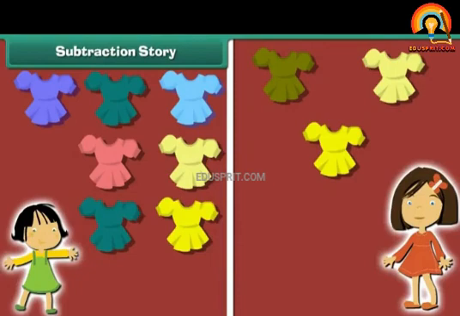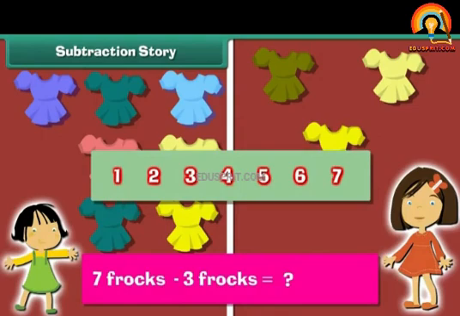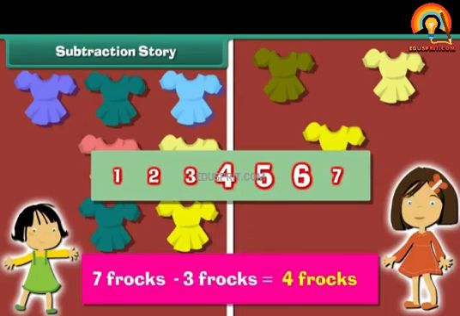Subtraction story. Mona has 7 frocks. Tina has 3. How many frocks does Mona have more than Tina? Count backwards from the larger number 7. We count 3 numbers because Tina has 3 frocks. 6, 5, 4. Mona has 4 frocks more than Tina.